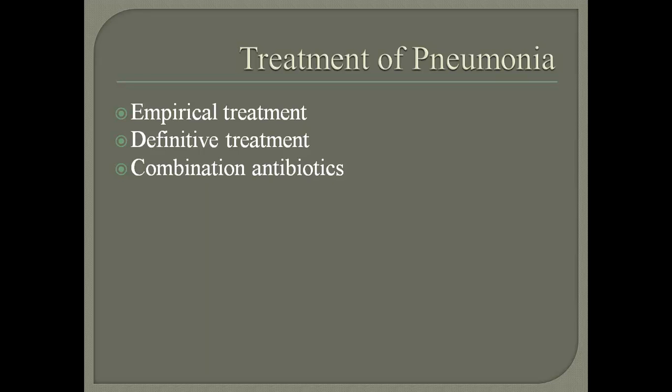Definitive treatment means we've got a culture. We know the organism. Empirical treatment means we're going to give it our best guess from what we've seen in the hospital recently, for what we've seen in the community. Here's what's been going on. And it can be a treatment of combination antibiotics where we give something that's going to kill both gram-positive and gram-negative organisms to kind of knock out everything here.